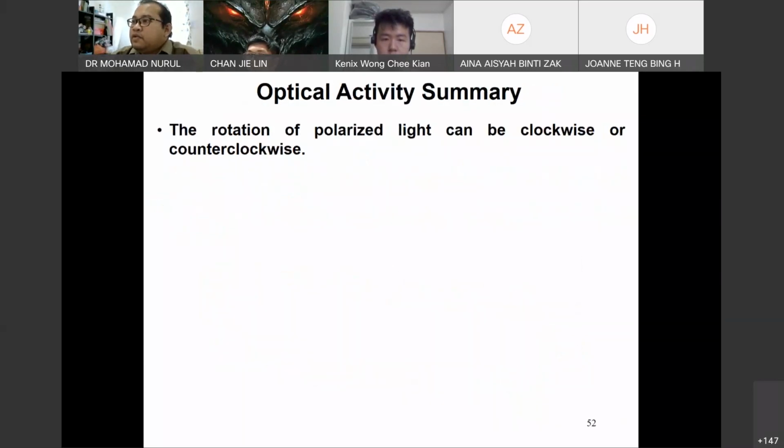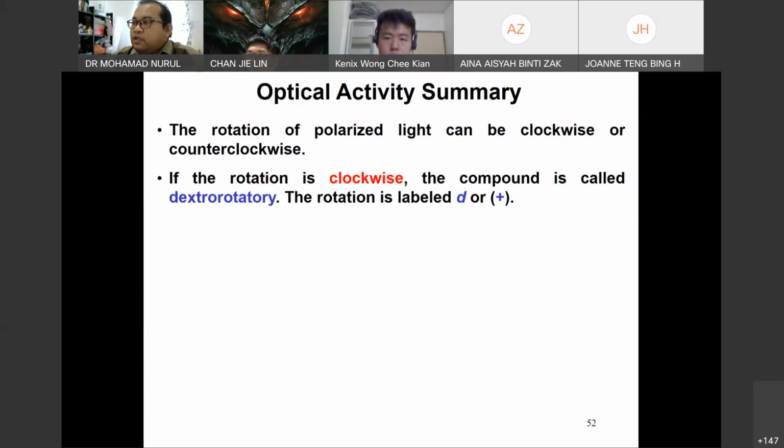So, optically active summary: the rotation of polarized light can be clockwise or counterclockwise, or anti-clockwise. If the rotation is clockwise, we call it dextro. It has positive values. If you remember sugar, for example, they have D-glucose. These are the definitions regarding optically active compounds.